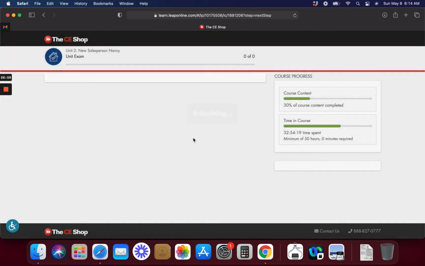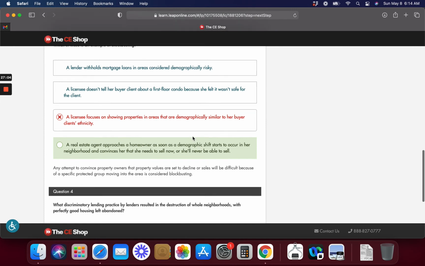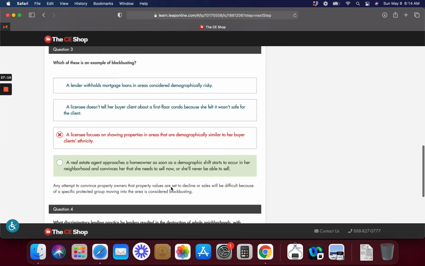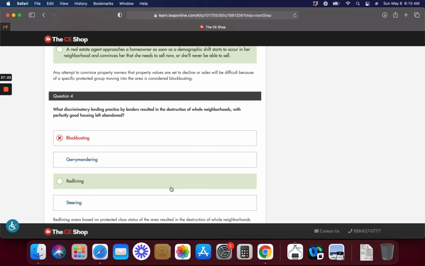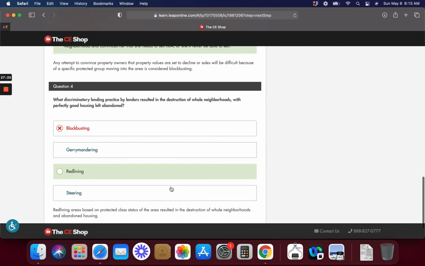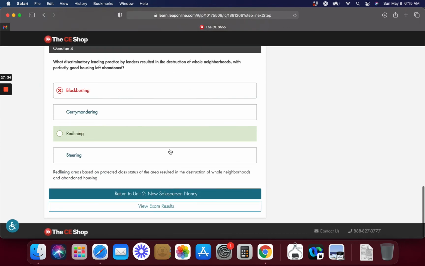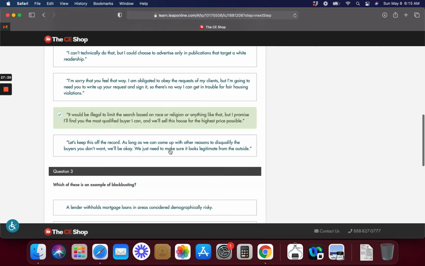Let's see how we did. Oh, of course we got it wrong. Okay, because we're running out of time. So this one, the example of blockbusting, is the agent shows a demographic shift occurs in her neighborhood and convinces her she needs to sell now or she'll never be able to sell. So that's an example of blockbusting. This one is redlining. It ends up destroying an entire neighborhood. So blockbusting is demographic shift. All right, I thought blockbusting was the mortgage company, but it's not.